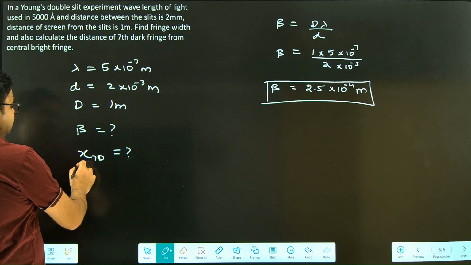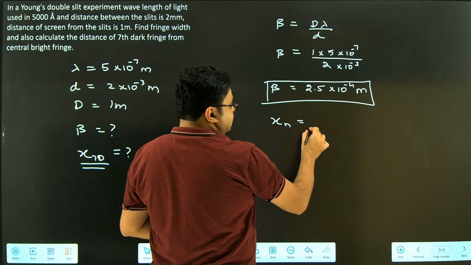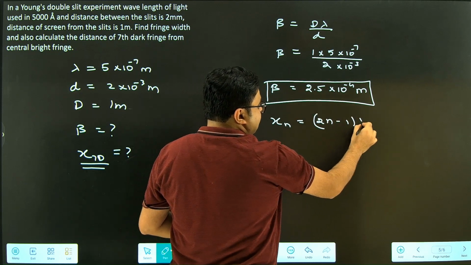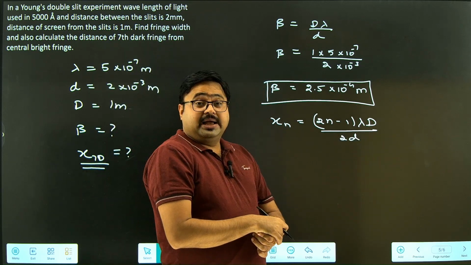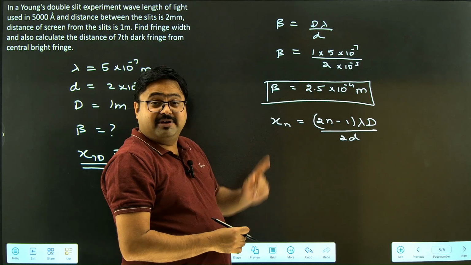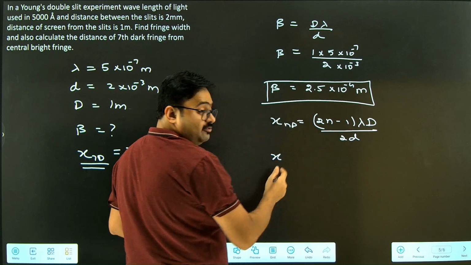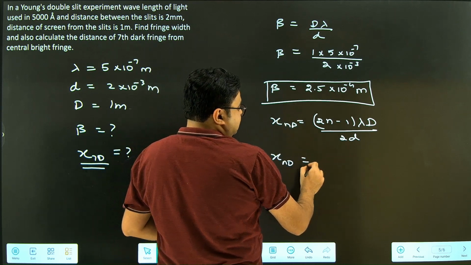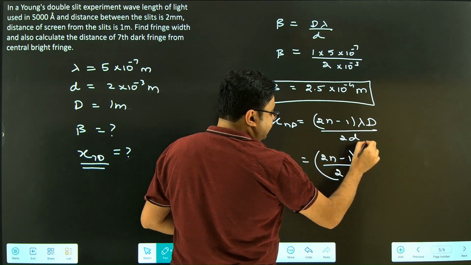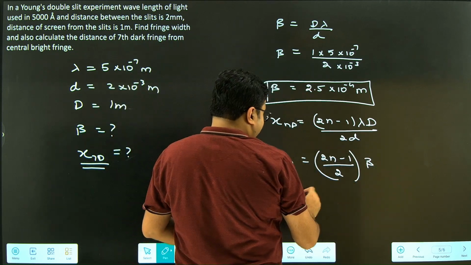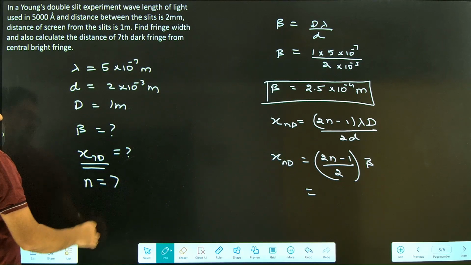Next, we need to find the distance to the seventh dark fringe. Now, the distance to the dark fringe is given by (2n minus 1) lambda D divided by 2d. That's how you calculate it. Now, lambda D by d is anyway beta. So you can certainly write this as x n D, the nth dark fringe, if you like. So x n D would simply be equal to (2n minus 1) divided by 2 multiplied by beta. Substitute for beta, and n is 7, my friends, because the question says we need to find the distance to the seventh dark fringe.